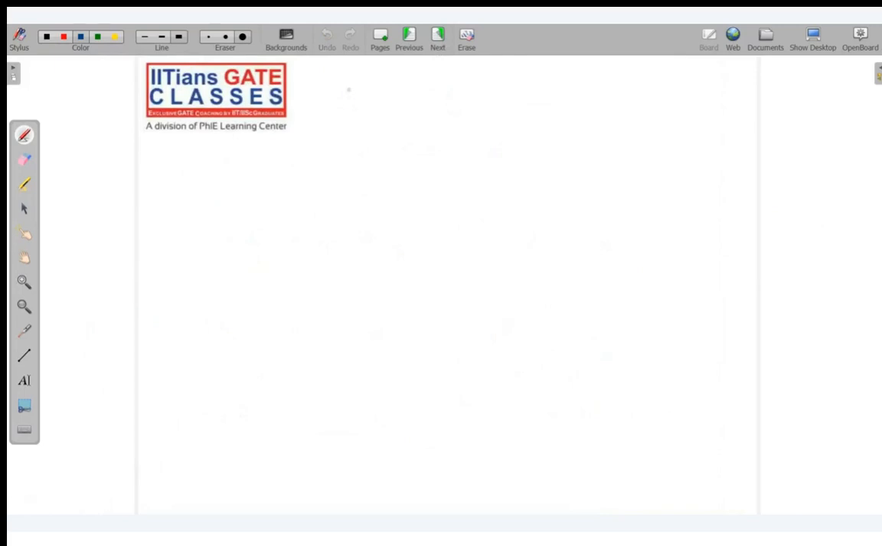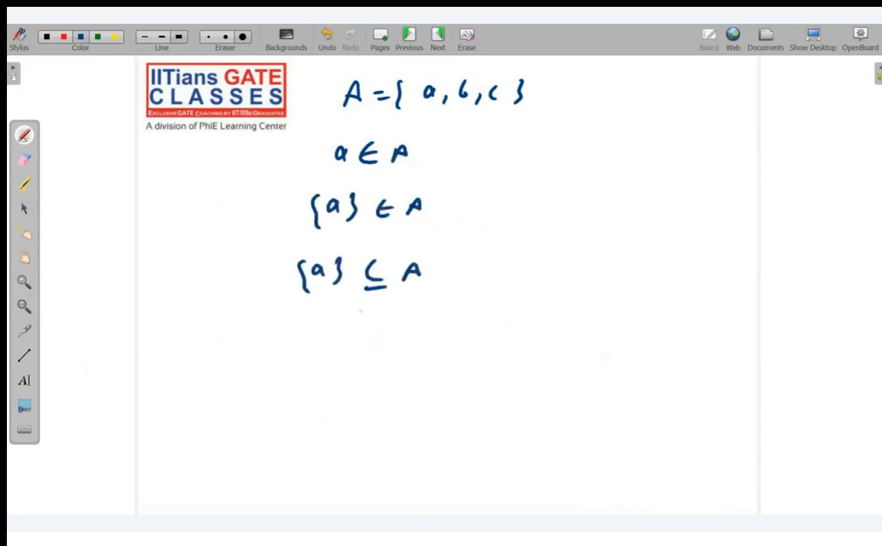So let us suppose we have set A as {a, b, c}. We have 3 elements. Now my questions are: a belongs to A, {a} belongs to A, {a} is a subset of A, phi belongs to A, phi is a subset of A, {phi} is a subset of A. So we will answer all these questions one by one.